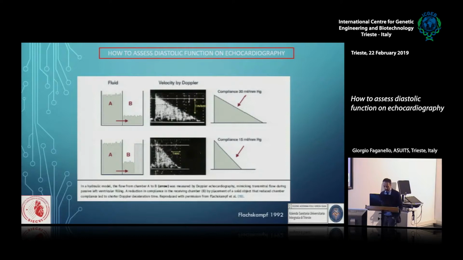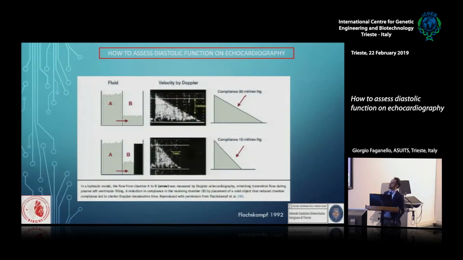See this old experiment, Dr. Flushkamp, 1992. So 2 boxes, one is full of water, the other one is half empty of water. There's a connection between these two boxes, and then this connection is open, and by gravity, the fluid goes from the first to the second box. And you can measure it with your pulse wave, and you will see that you will get a deceleration time, which is the time in which the pressure will be equalized between the two boxes. So it will be long.